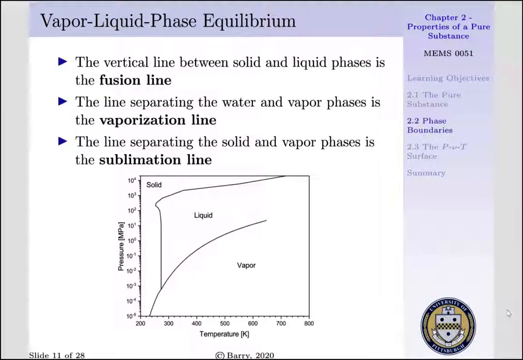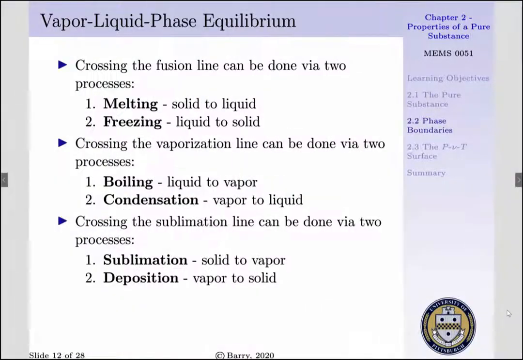The line that separates our water and vapor phases is our vaporization line. This starts at the triple point and moves towards the critical point. Lastly, the line separating our solid and vapor phases is known as the sublimation line. This line starts at a triple point and moves down and to the left. Crossing these lines indicates that we've undergone a phase transformation.